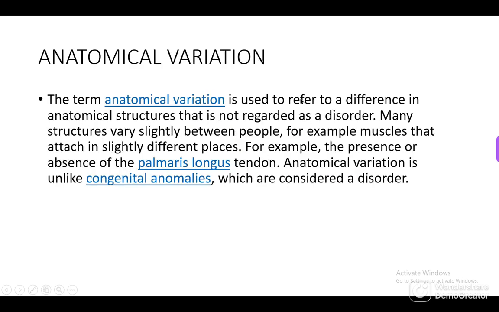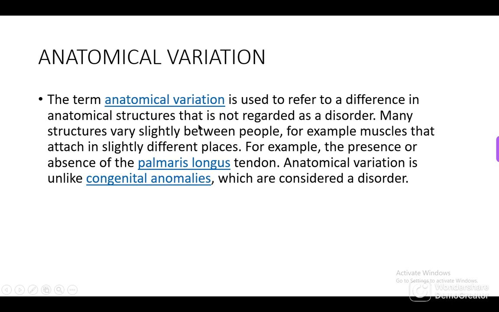Variation. Variation refers to a difference in the anatomical structure that is not regarded as a disorder. It is a normal one. Many structures may differ slightly between people. For example, the heart may lie on the left side. You know about it. It is called levocardia. But as a variation, it can be in the center. That is mesocardia. But on the other side, slightly toward the right side, it is called dextrocardia. It is an anatomical variation basically. So these are the variations.